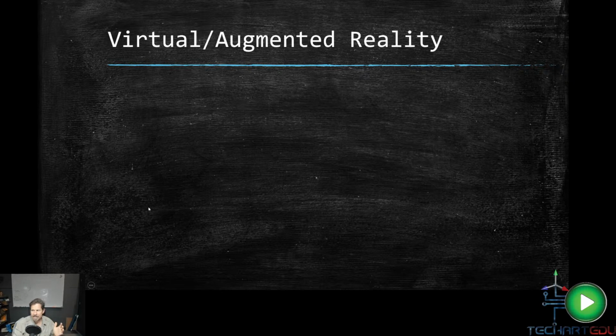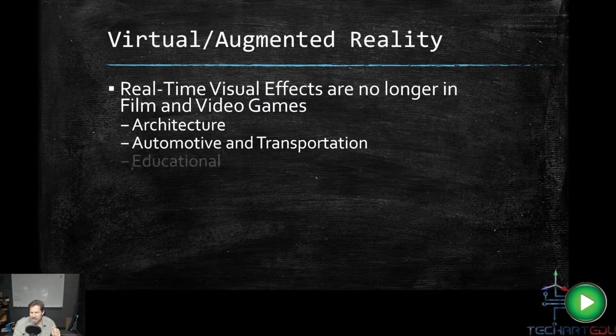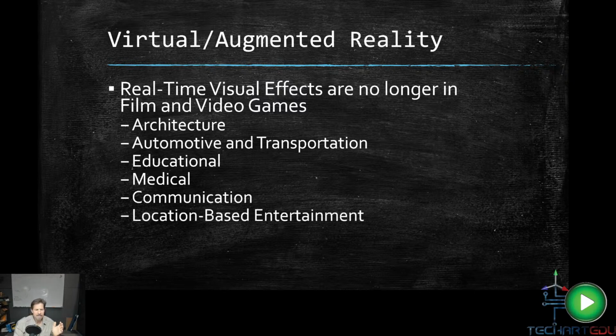Okay, so one last thing. What about virtual and augmented reality? Now, this is kind of nutty, because real-time visual effects are used for film and video games. Well, actually, they don't use visual effects in real time in film, but they do use them for video games, for sure. But visual effects are now being used in other areas, because they're being used in architecture, in automotive and transportation, in education, medicine, communication, and location-based entertainment.